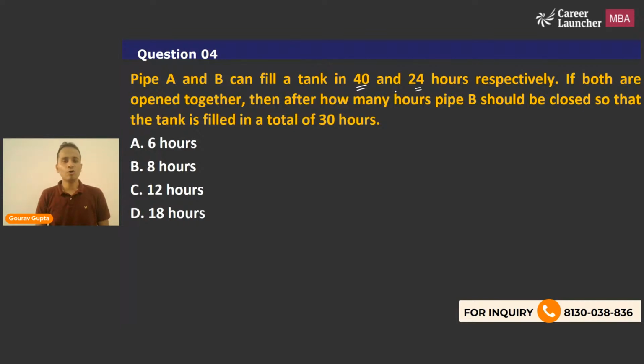Now, they both are open together. So A is opened, B is also opened. They're asking after how many hours pipe B should be closed. That means we'll have to find out for how many hours B has worked. If I say I have closed pipe B after 6 hours or after 8 hours, that means pipe B has worked for those many hours.